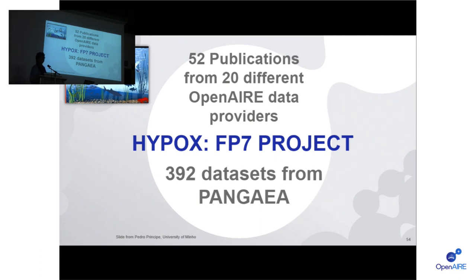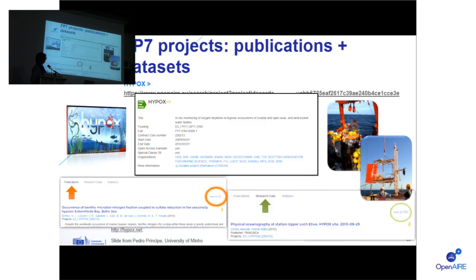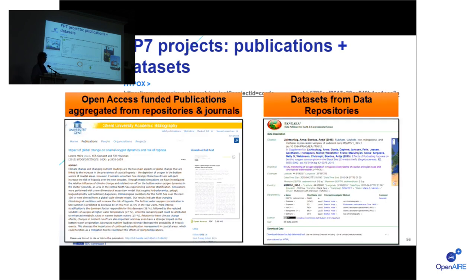I think it's very nice that you can see the relation between the publications and the data sets. 52 publications from 20 different OpenAIRE data providers. And there are 392 data sets from Pangaea, a data repository in the earth and environmental sciences. And the project is HYPOX, an FP7 project. It's about ecosystems, and you can find a description of the project, but you can also find data sets and publications. And here one from Ghent, and the data set from the data repository.